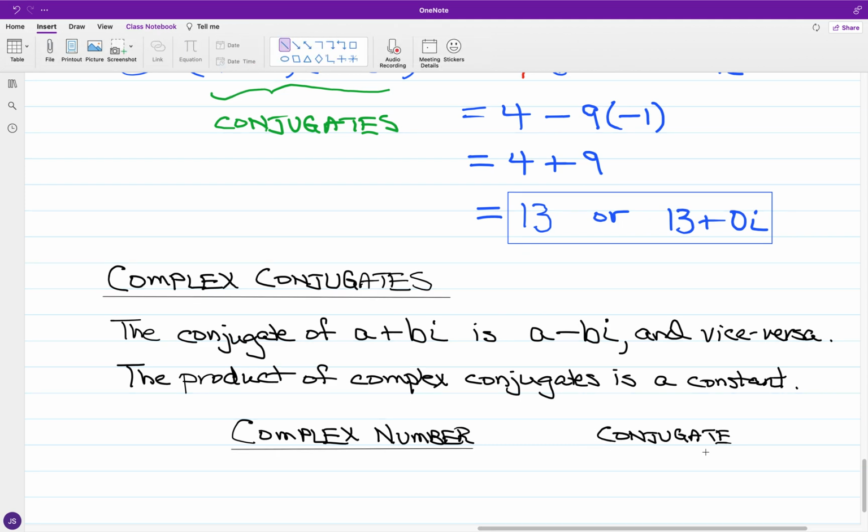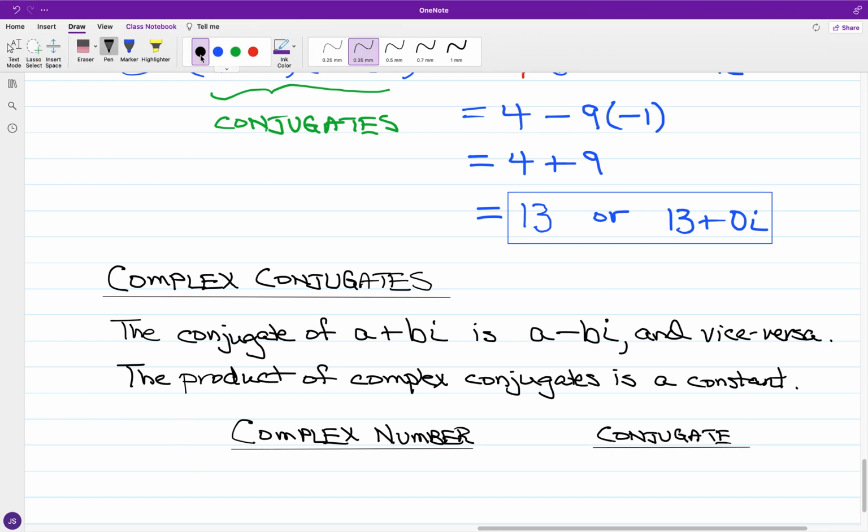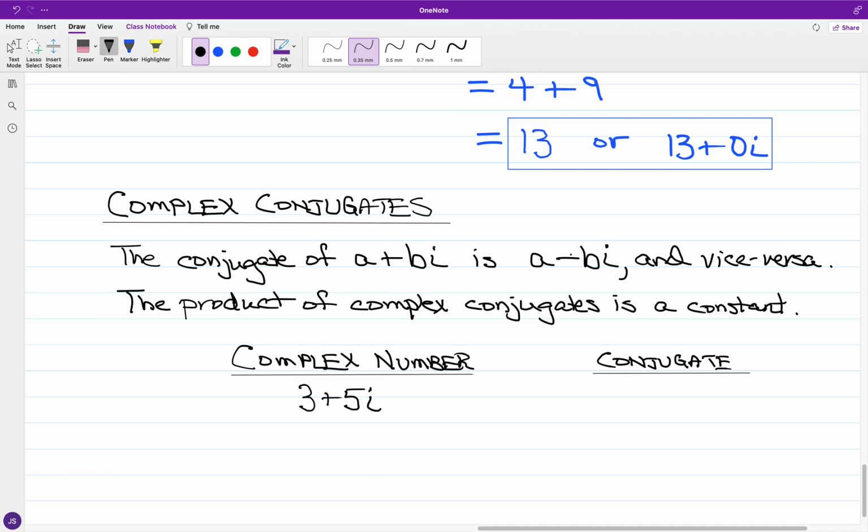And we'll have just an instance here. Say we have for a complex number, let's say, 3 plus 5i. So we have a at 3, and bi we have at 5i. And the conjugate, notice, for the number without the letter i attached, that's going to remain fixed. Whereas in the case of the i term, we're going to have the additive inverse. So 3 plus 5i is going to have the conjugate 3 minus 5i.